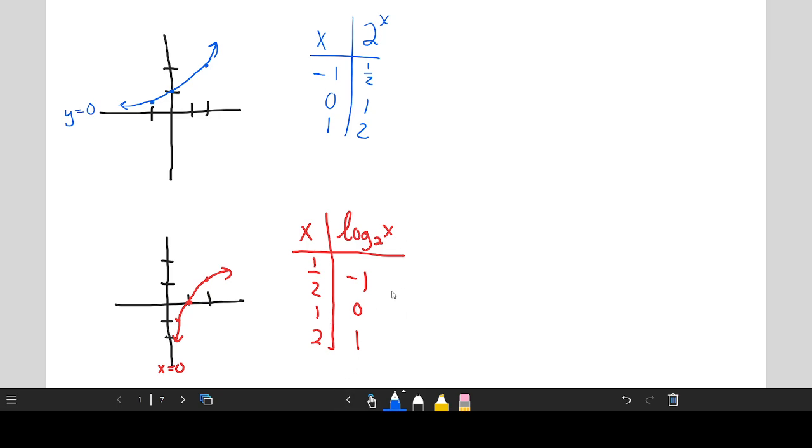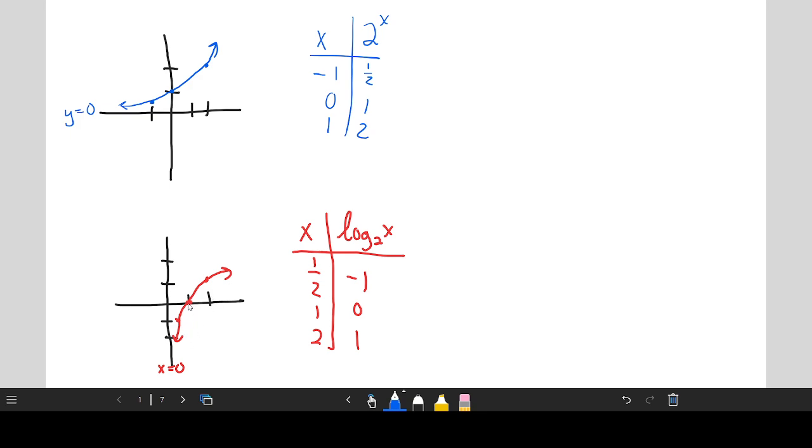I have here an example of a basic log function. We graphed this in a previous video, and the way we graphed log base 2 of x was by thinking about it as the inverse of the function y equals 2 to the x. So we had a table of values for 2 to the x, and since log base 2 of x is the inverse function of 2 to the x, that means we took each point and switched the x and the y coordinate, and that gave us our graph.